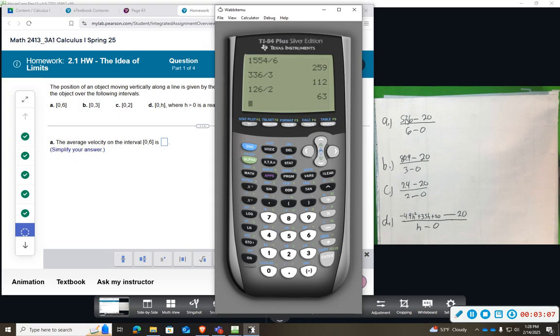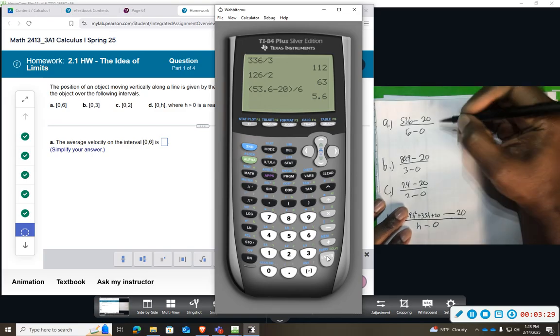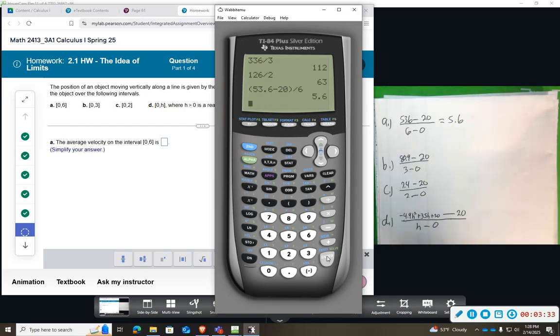So if we do 53.6 minus 20 divided by 6, that's actually 53.6. Sorry, I don't know why I said 56. Subtract 20. And we're going to divide that by 6. Gives us 5.6. And then we'll do 80.9. Well, I can go ahead and subtract this. That'll give us 60.9, and we'll divide by 3. Give us 20.3.